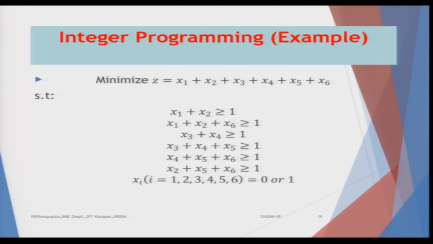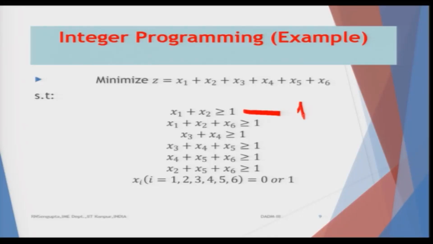Now, let me state the objective function. We want to minimize z, which is the sum of x1 plus x2 plus x3 plus x4 plus x5 plus x6, such that the constraints correspond to the fact that the minimum time taken to reach any one city from the other is 15 minutes. I will mark this as corresponding to the first city, this to the second city. The first city was x1 plus x2 is greater than or equal to 1. Similarly, x1 plus x2 plus x6 is greater than or equal to 1 is for the second. This is the third, the fourth.